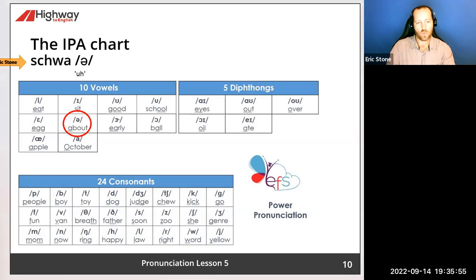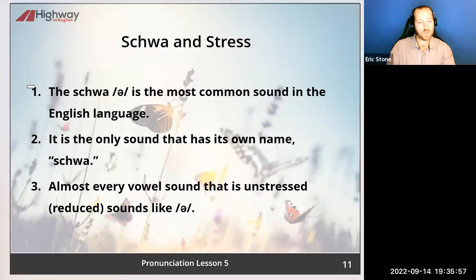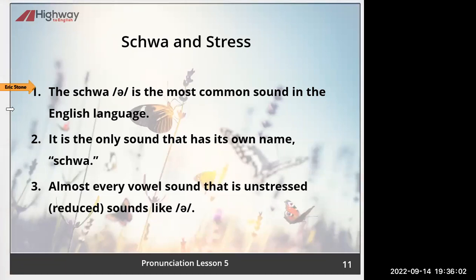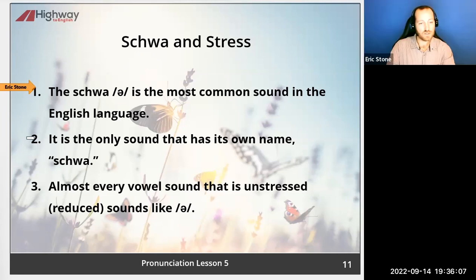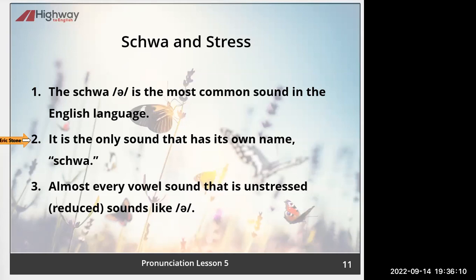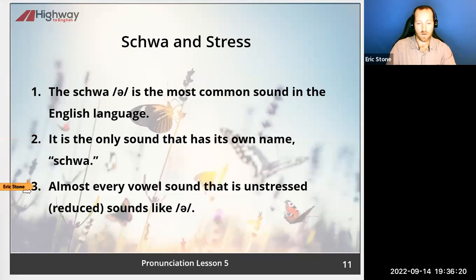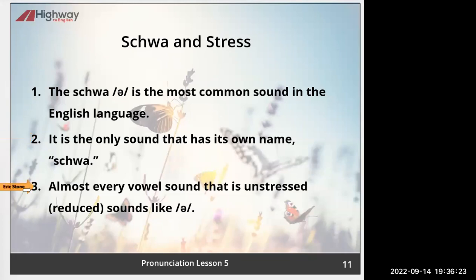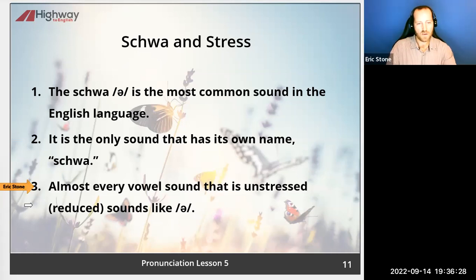Okay, let's read some rules about schwa. Number 1, please read, Basima. The schwa is the most common sound in the English language. Fantastic. Good. Number 2, Zahur. It is the only sound that has its own name, schwa. Great. Basima, 3. Almost every vowel sound that is unstressed or reduced sounds like schwa. Good. Excellent.